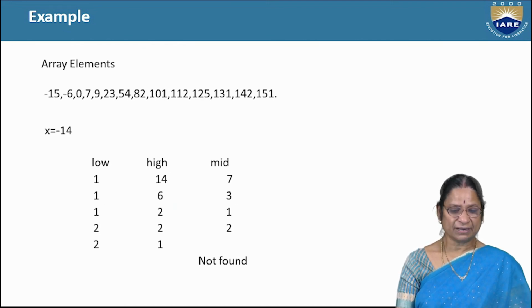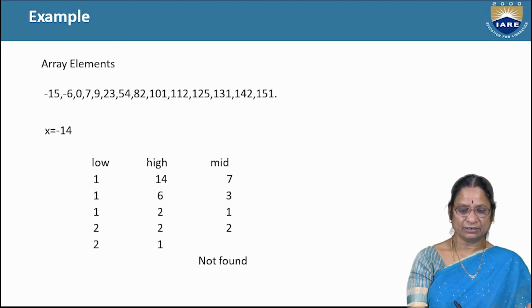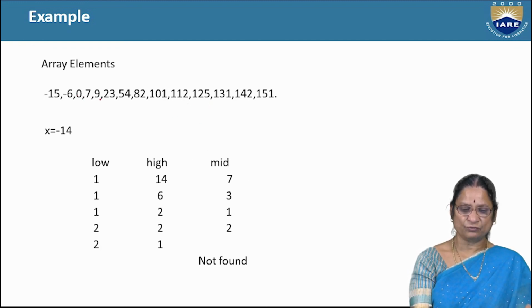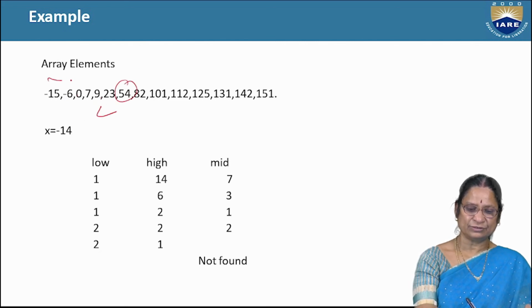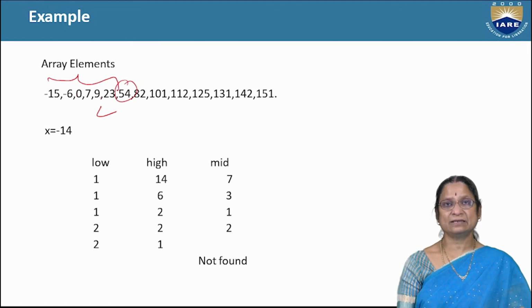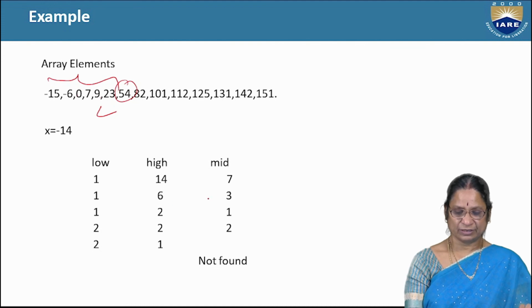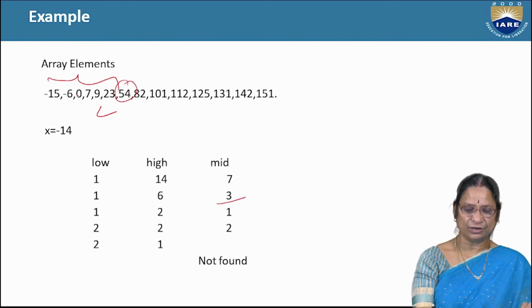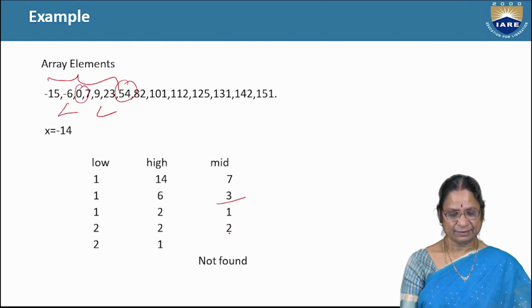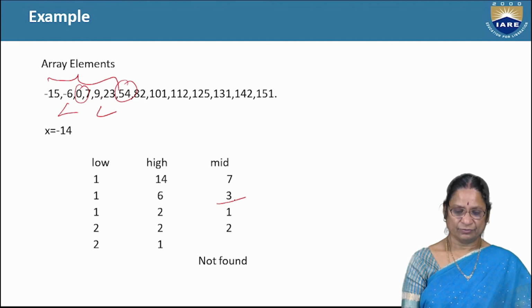Similarly, searching for minus 14, first we are considering the middle element. Middle element is 1, 2, 3, 4, 5, 6, 7, 54. Minus 40 is the lesser value, so this list will be considered. That is, lower remains the same, upper is mid minus 1, 6. Again the middle element is the third element, 1, 2, 3, 0. Again lesser than value. Again lower remains 1. Upper is going to be mid minus 1, upper becomes 2.